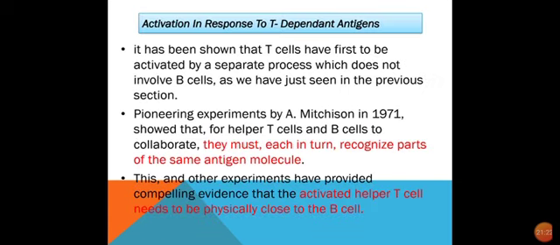Activation in response to T-dependent antigens. It has been shown that T cells have first to be activated by a separate process which does not involve B cells, as we have just seen in the previous section. Pioneering experiments by Mitchison in 1971 showed that for helper T cells and B cells to collaborate, they must each in turn recognize parts of the same antigen molecule. This and other experiments have provided compelling evidence that the activated helper T cell needs to be physically close to the B cells.